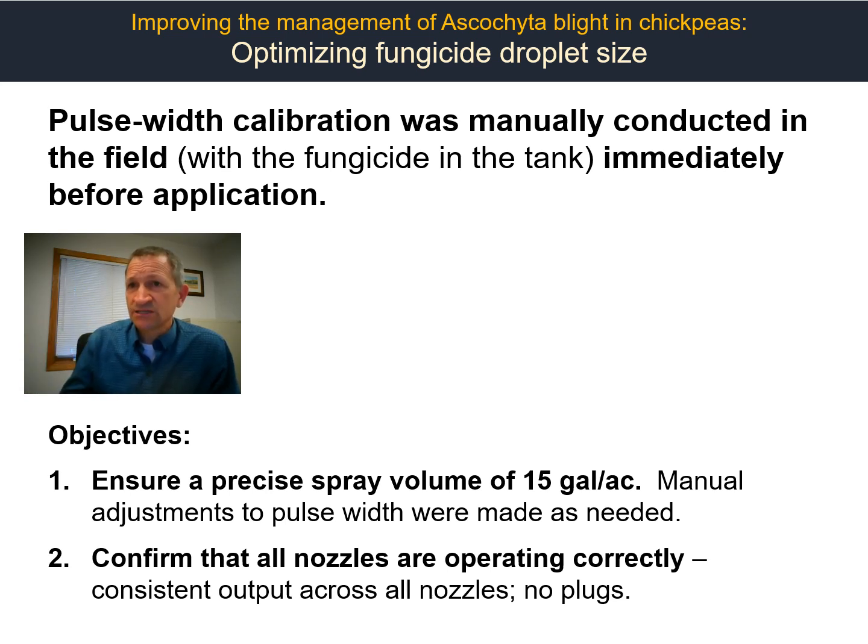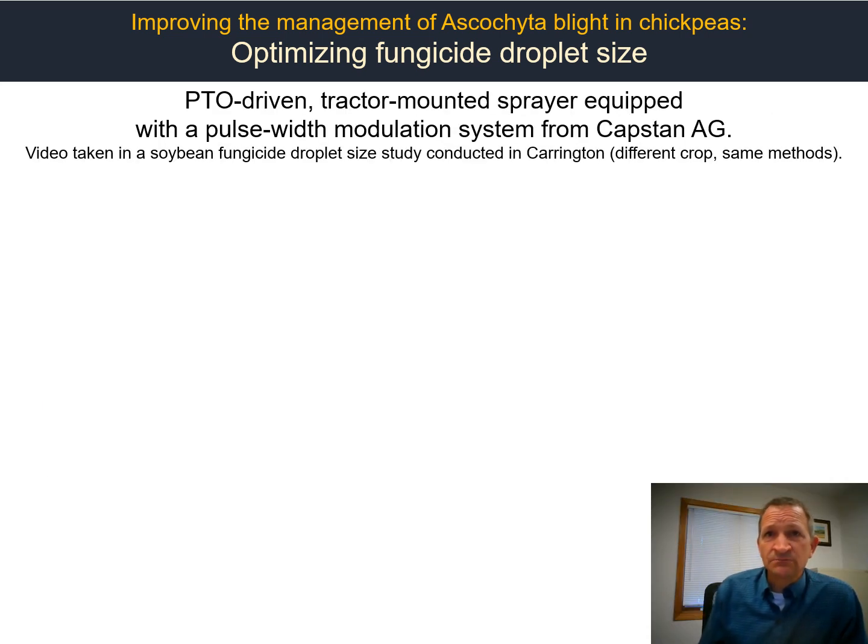Okay, we manually calibrated our pulse width. We have an older system, the capstan pulse width system that allows you to manually set the pulse width. And what we did was we ran this sprayer for exactly 10.0 seconds with the fungicide in the tank immediately before spraying the treatments. We collected the output in these milk jugs, and then we measured the output. Okay, every nozzle measured. And if the output was not perfect, then we changed the pulse width and we measured again until we got it perfect. Okay, so we had our exact 15.0 gallons an acre spray volume, and then we of course sprayed at our precise driving speed.